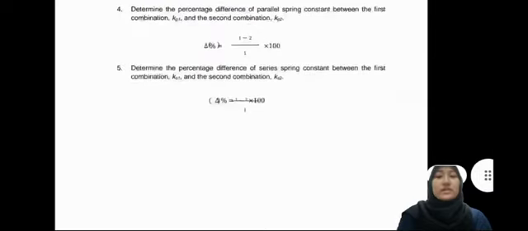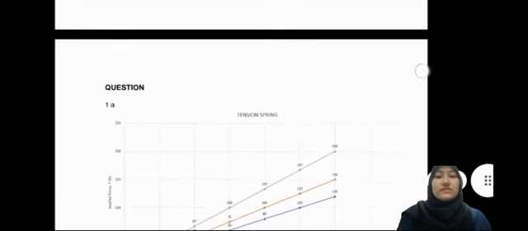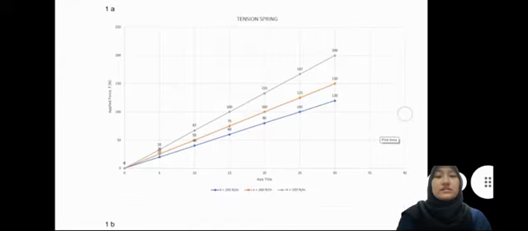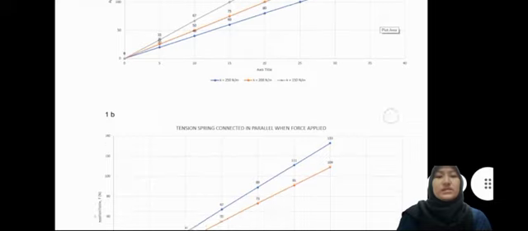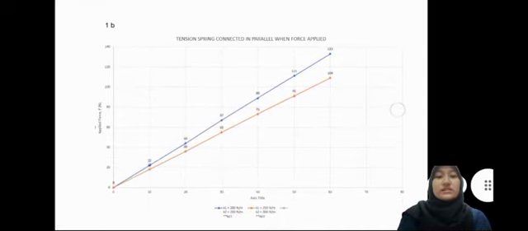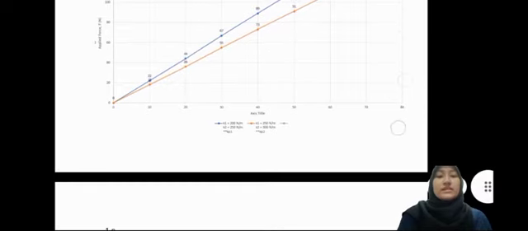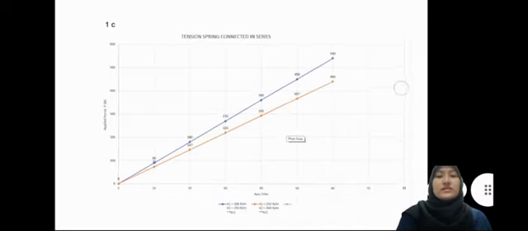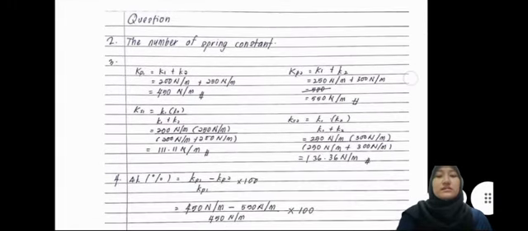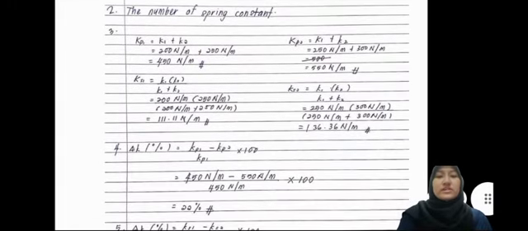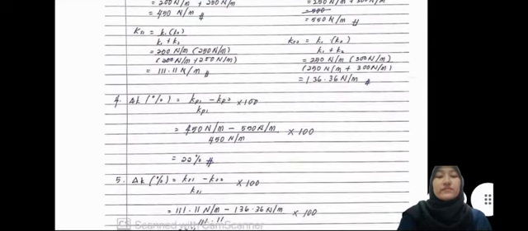For question 1, we do the graph. This is the answer for question 1A, tension spring graph. 1B, graph for tension spring connected in parallel. And then 1C, tension spring connected in series. This is the graph. Okay, and then this is the answer for question 2, question 3, question 4 and question 5.